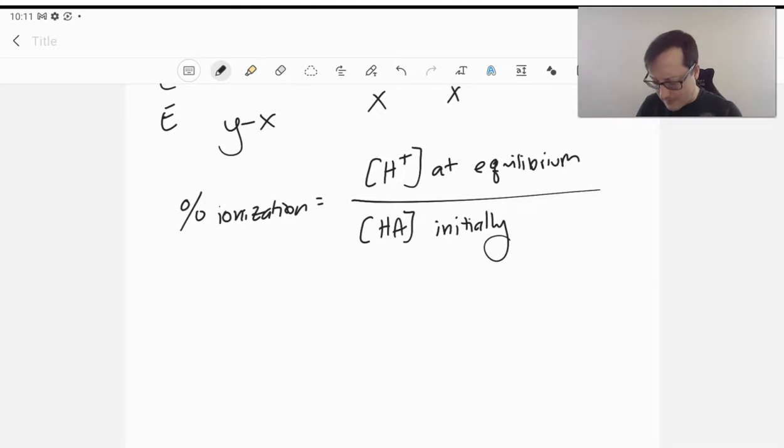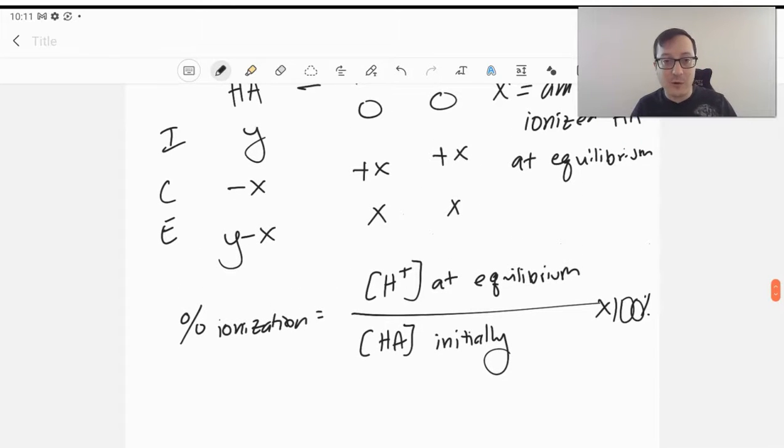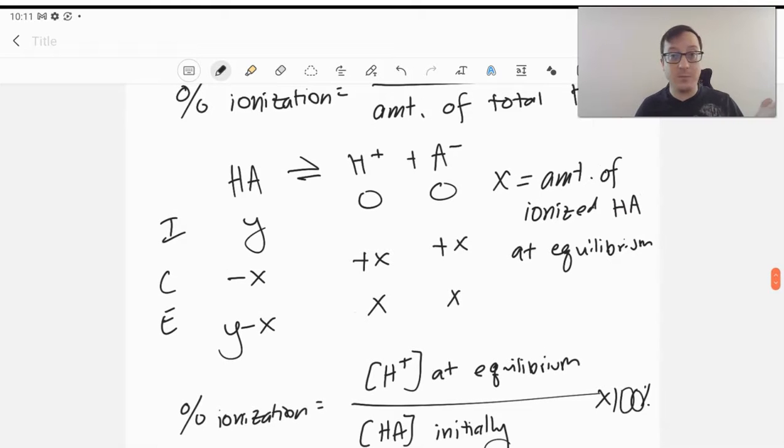Since this is a percent, we'll multiply by 100, of course. We're looking at the H+ at equilibrium over the total initial concentration of HA. As I've written it here, that would be just X over Y minus X. I'm sorry, X over Y, because it should be initial. And if we go ahead, we can plug in the numbers from our last problem and figure out what the percent ionization is, although we already did it, but we'll find out.